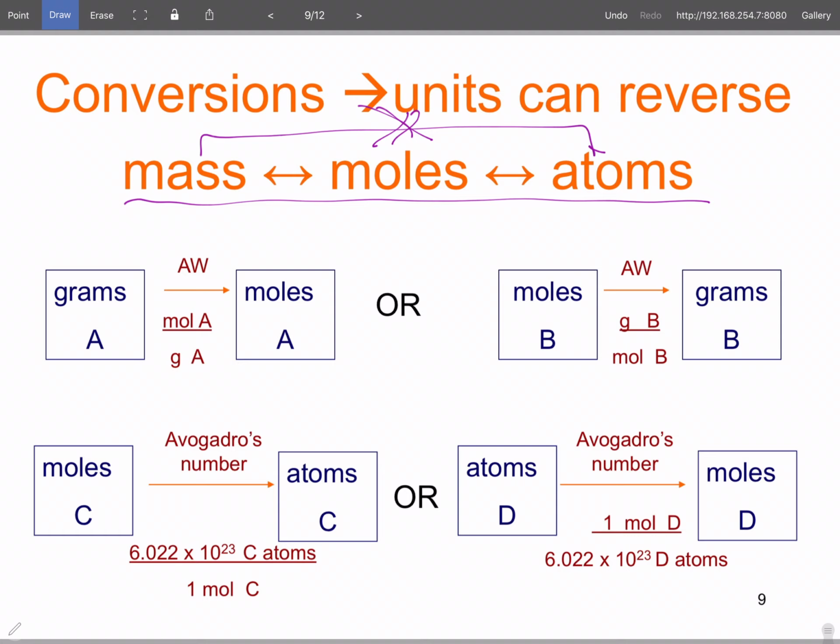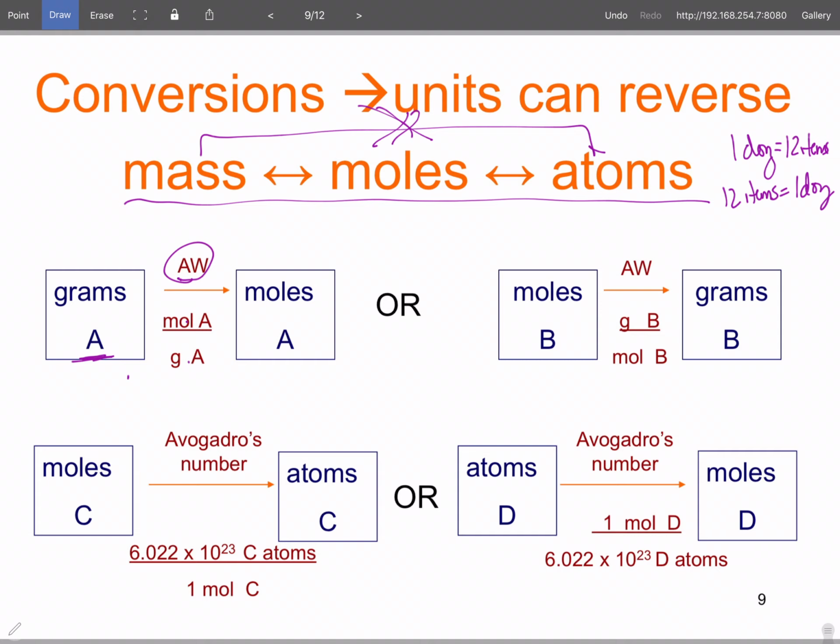So if you look at it, when we start with grams of A, whatever compound A is, we use the atomic weight, assuming it's an elemental. If it's a molecule, then we would use the molecular weight. But the atomic weight is grams per mole. And again, it's like a dozen. 1 dozen is equal to 12 items. You can say it that way, or you can say 12 items is equal to 1 dozen. As long as you keep 12 with the items and the 1 with the dozen, we can go either way.